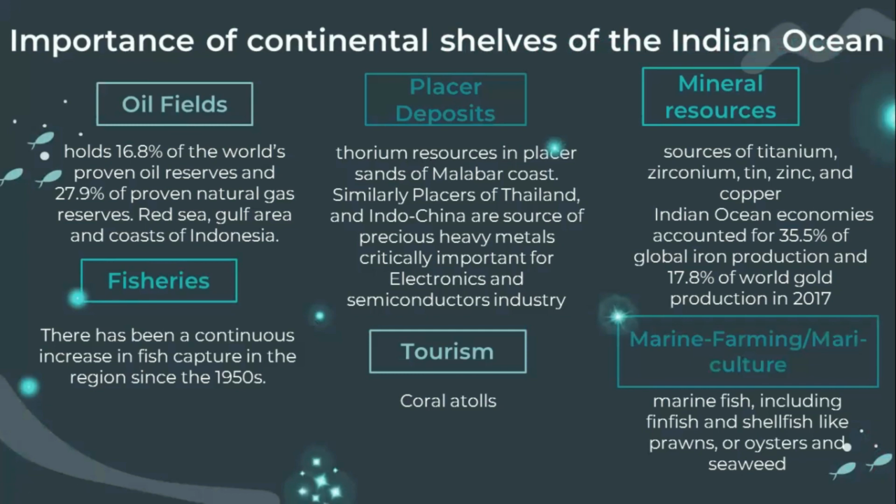If you see Kerala's Malabar coast, they have got very good thorium resources. The sands have got very good thorium resources. Similarly, such kind of placer sand is also found in these regions, and they are important for the electronics industry, semiconductors industry, and also obviously for nuclear power.